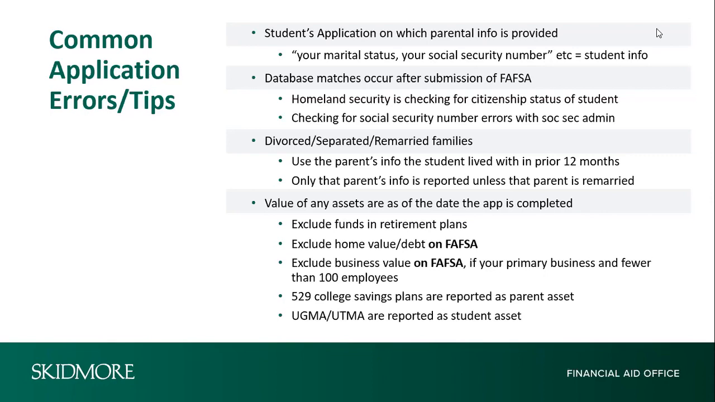529 college savings plans are assets and they are reported as the parent's asset, not the student's asset, even if it's in the student's name. So if the parent has a 529 plan or the student has a 529 plan, you always put that on the parent side when it's asking about the parent assets. This results in a more favorable calculation for your eligibility, so you want to make sure that you get that right. If a grandparent owns a 529 plan, that asset is not reported on the FAFSA, just if the parent or the student owns the 529 plan.